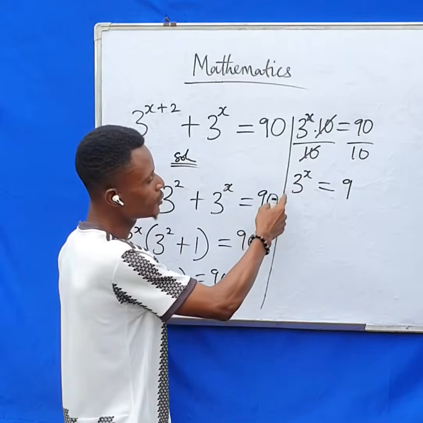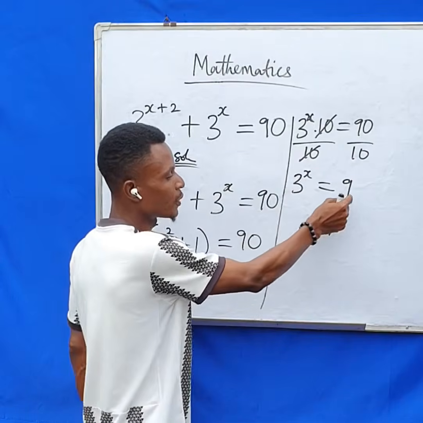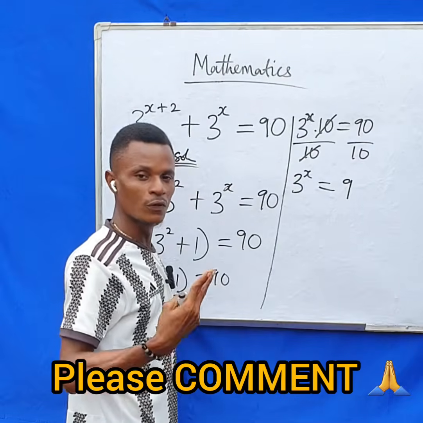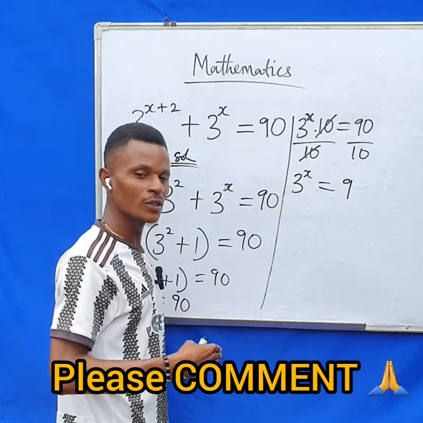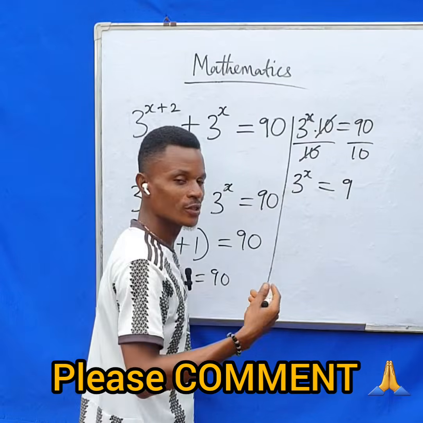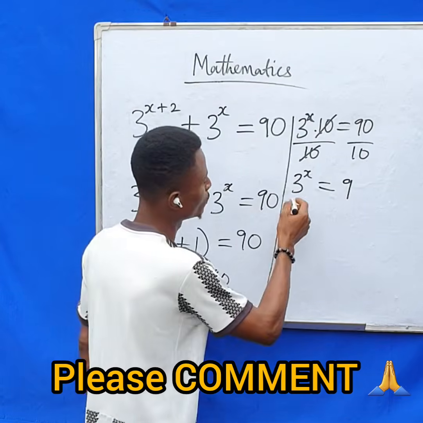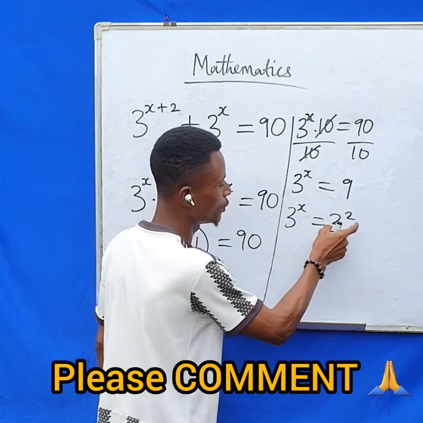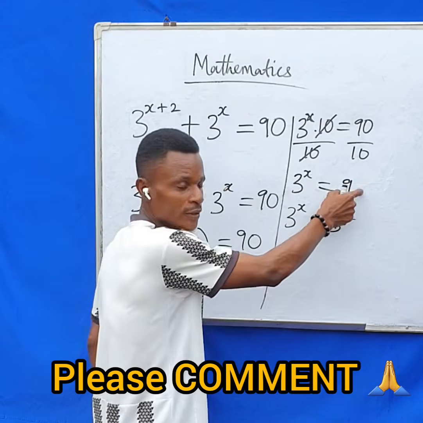The next thing to do, because this one is in exponential form, we have to write this 9 in exponential form. 9 is the same thing as 3 raised to the power of 2, because 3 times 3 into 2 places will give us 9. So in place of this 9, we are going to write 3 raised to the power of 2. Here we have 3 raised to the power of x equal to 3 raised to the power of 2. This one is taking the position of this 9.